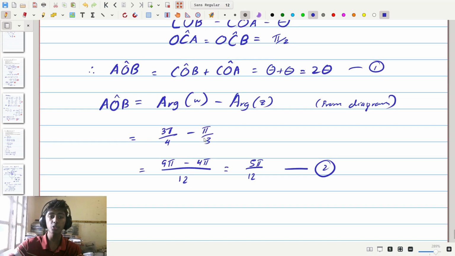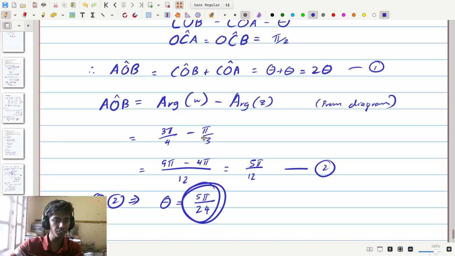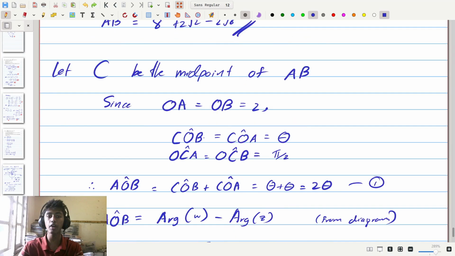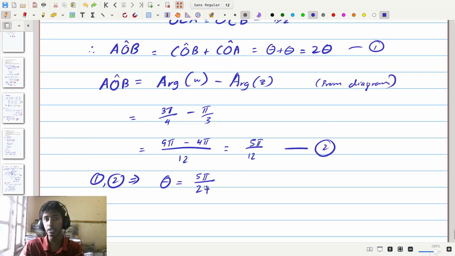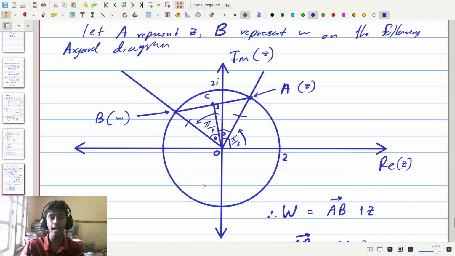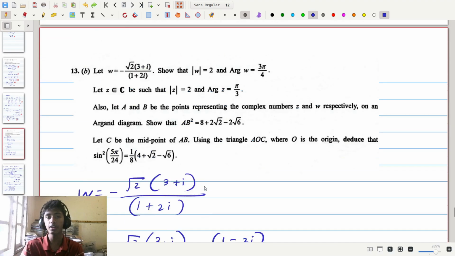Now from 1 and 2 we can see this value here is 2 theta. It is also equal to 5 pi by 12, which means that theta is equal to 5 pi by 12 divided by 2, or 5 pi by 24. Now this is what's important for our question. The angle 5 pi by 24 is what we need in our question in order to find the sine of 5 pi by 12 and conclude that the sine squared of 5 pi by 12 is equal to all of this.